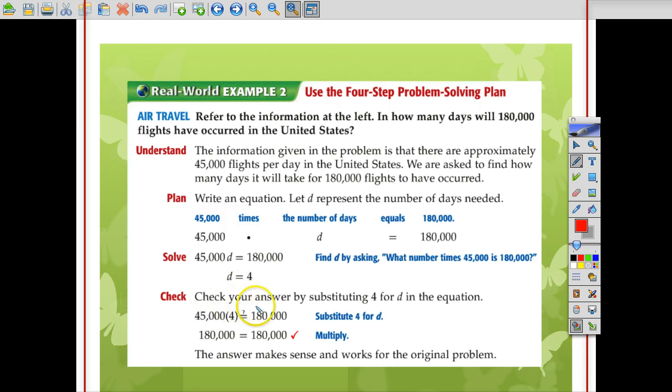So how do you check your answer? When you find your answer, you're going to substitute it into the original equation. Instead of D, you're going to put 4. So 45,000 times 4. Does that equal 180,000? Yes, it does. So that means your answer is right.